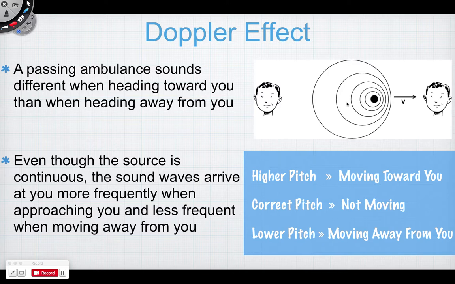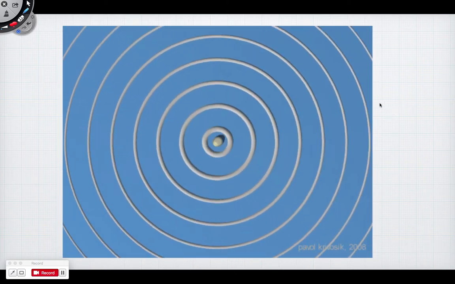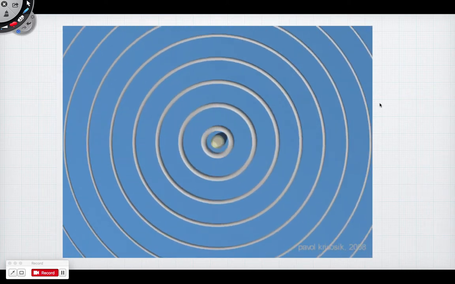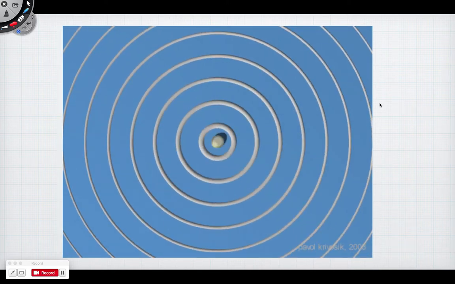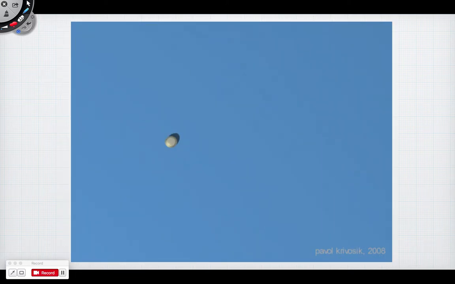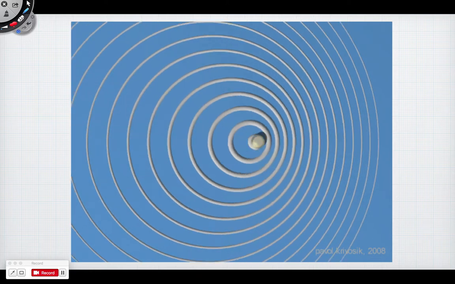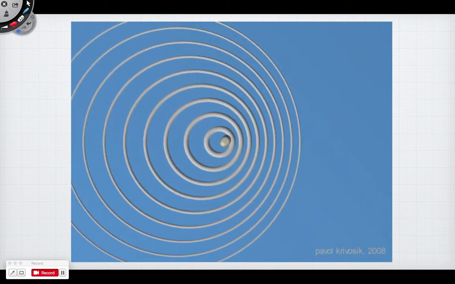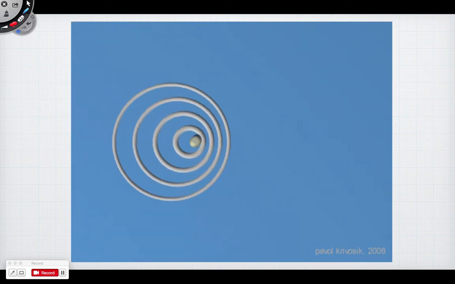So let's look at some animations here, and hopefully they'll work. If I have a stationary source, it is emitting sound waves outward. Each gray area is like a pressure front that moves outwards like so. If I start moving the source, let's say to the right, you can see that as it moves to the right, the fronts get closer together on the right. They're all moving away from the source at the same speed, but because it's moving to the right, it's kind of compressing.